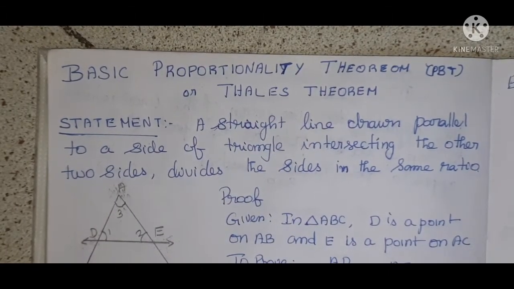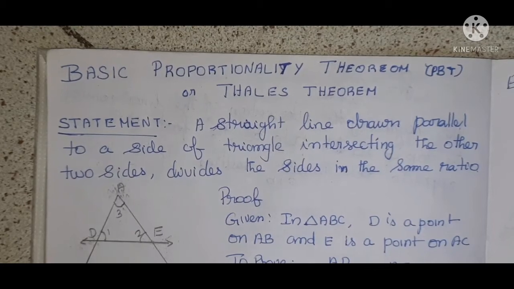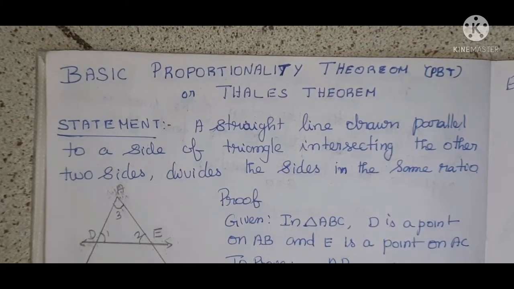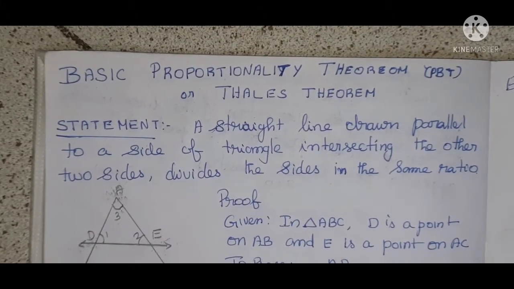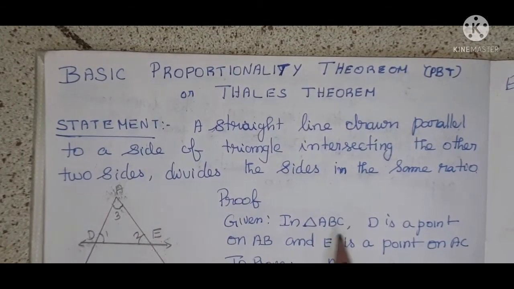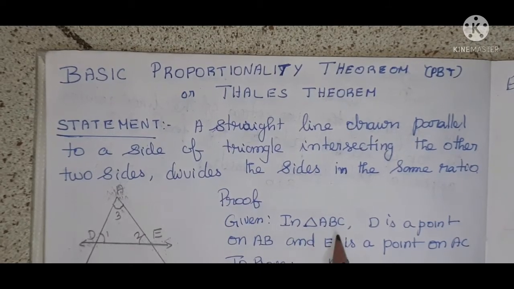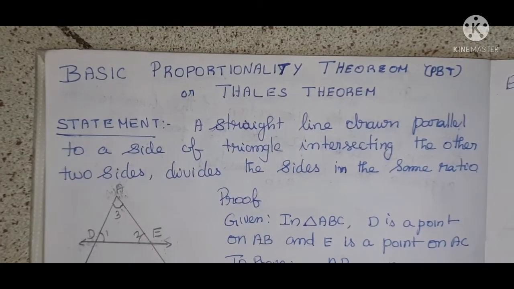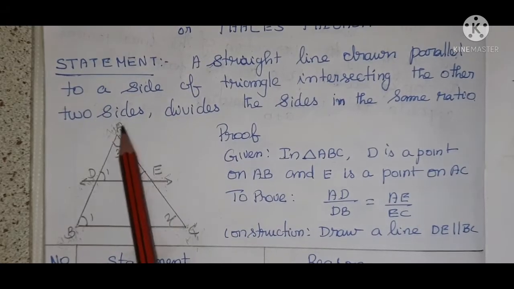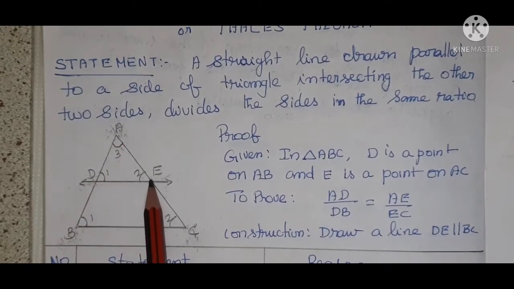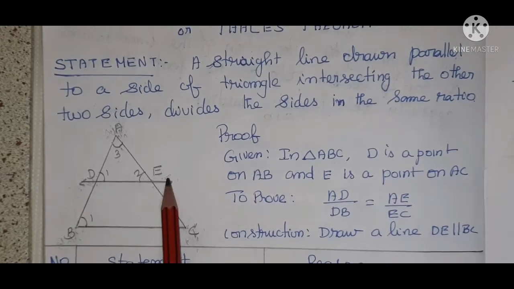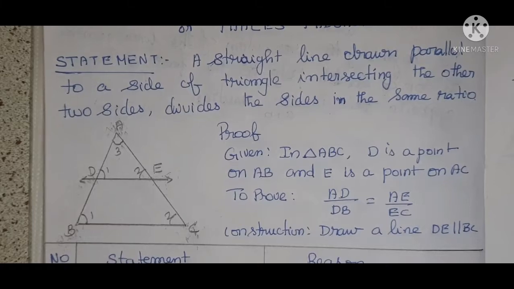Statement: a straight line drawn parallel to a side of a triangle, intersecting the other two sides, divides the sides in the same ratio. Given: in triangle ABC, D is a point on AB, E is a point on AC. To prove: AD by DB is equal to AE by EC. Construction: draw a line DE parallel to BC.